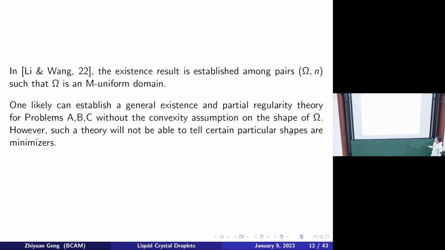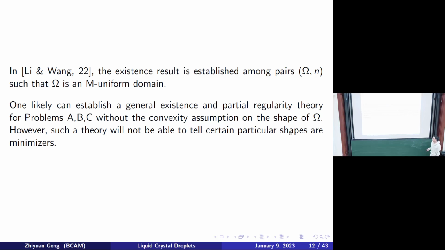For the general problem, problem A, it is very possible that one can establish some general existence and partial regularity result for the minimizer. We can assume this omega is in the SBV space, and also the director field is in the SBV space, and we can have the existence and partial regularity. But such a general result will not show the profile of the minimizer. So we don't know whether some particular shape, like the ellipse, is a minimizer or not.